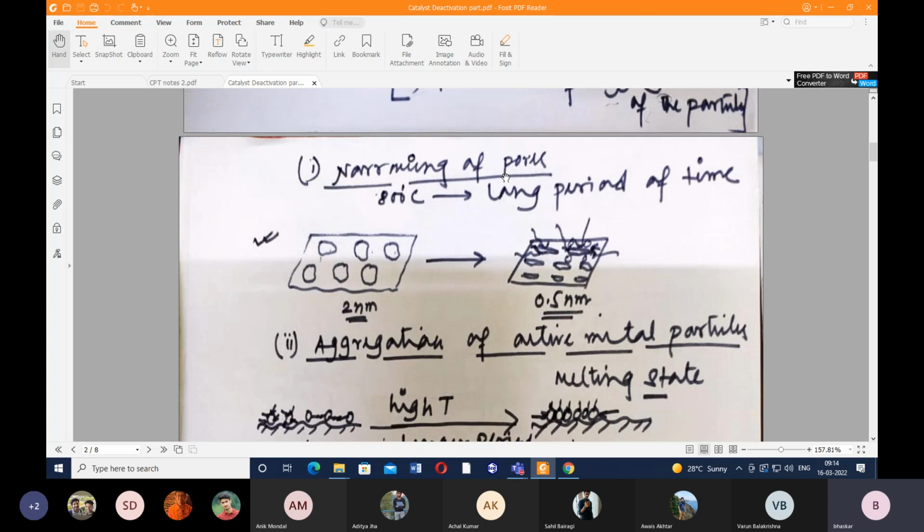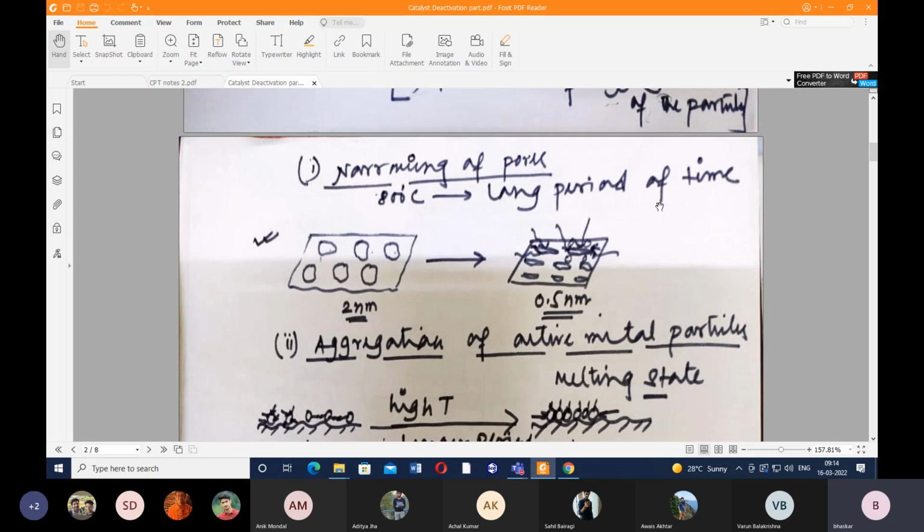When we have narrowing of the pores, how to get rid of it, I'll talk about later. For the time being, remember narrowing of the pore means the pore diameter of the catalyst particles or pellets reduces if we carry out a reaction at a high temperature for a considerable period of time without any interruption. Then this type of situation will arise. So this is called the narrowing of pores.